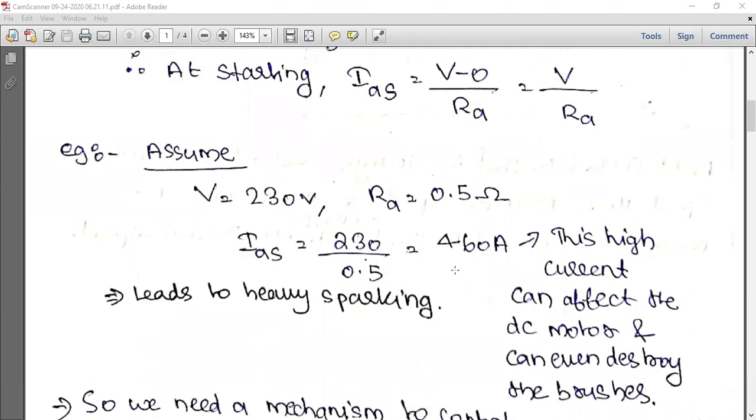This is a very high current and can affect the DC motor and can even destroy the brushes, because it can lead to heavy sparking, and this can destroy the brushes because it's a very high current. So we are supposed to have a mechanism to control the starting current.